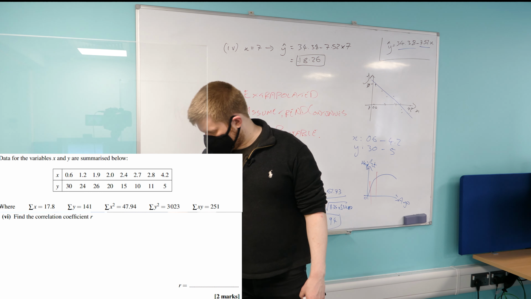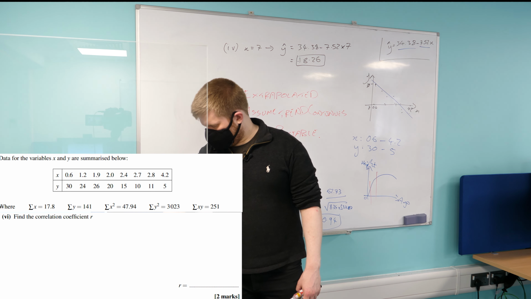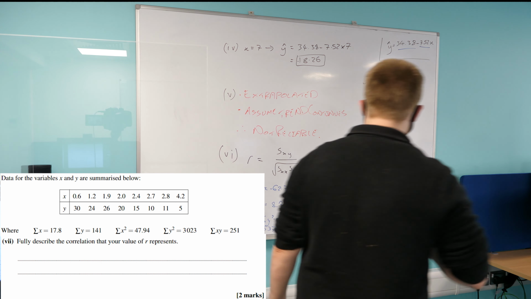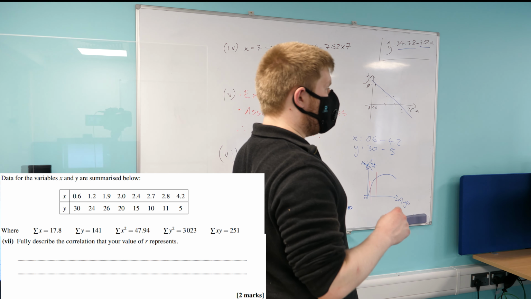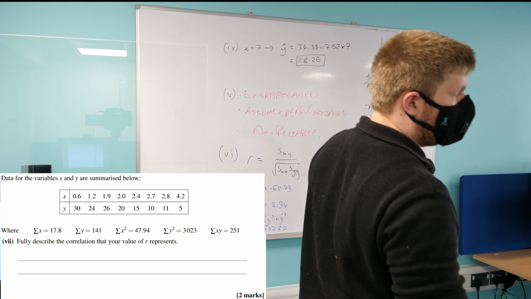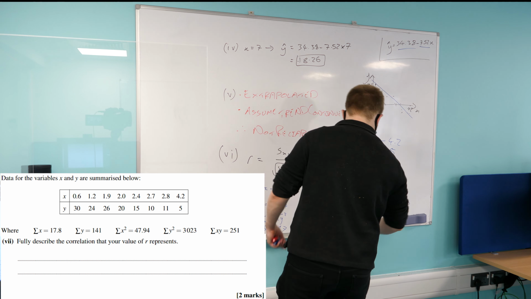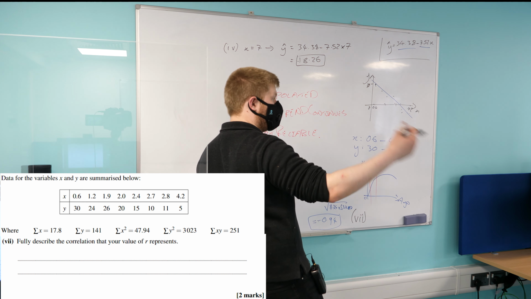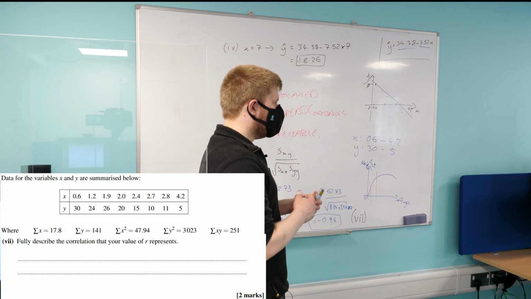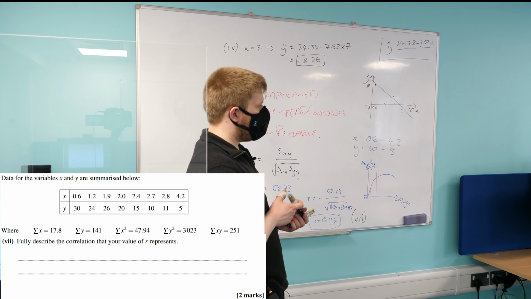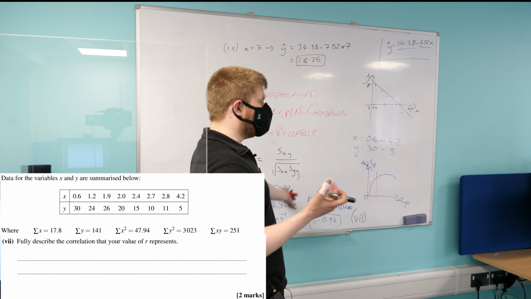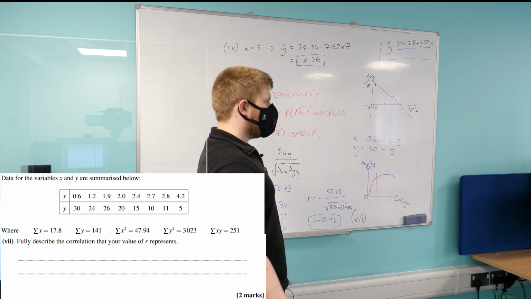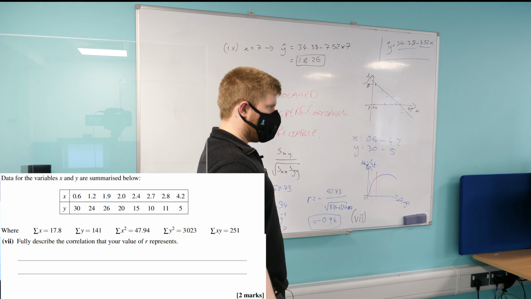Actually, we can just jump ahead to question 7, which says fully describe what this value of R represents. I was going to ask that. So what does it mean? It takes a value between negative 1 and 1. Yeah. So what does negative 0.94 tell me? When it comes closer to 1, it means there's a high correlation.